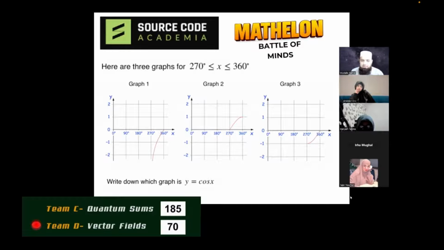Graph 1. Graph 1 is the incorrect answer. The reason y is equal to cos x is 0 at 270 and maximum at 360, which is 1. Cos 360 is 1 at y-axis and cos 270 is here. So graph 2 is the correct answer. All right, 5 marks will be deducted from your team, Irha. And the next question, a few more questions are there. It's going to be finished soon. So the next question is on your screen now.